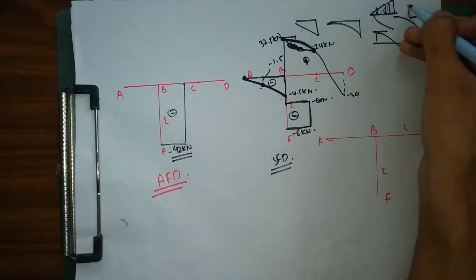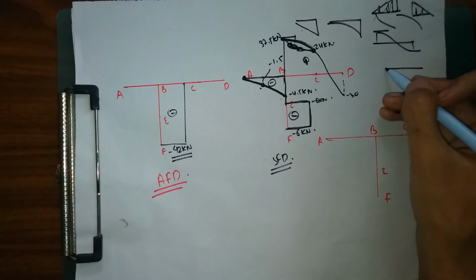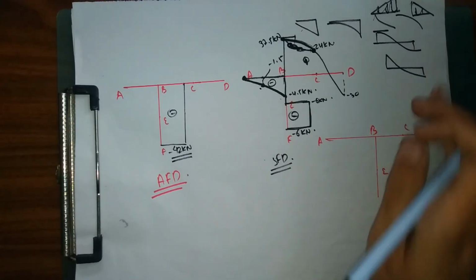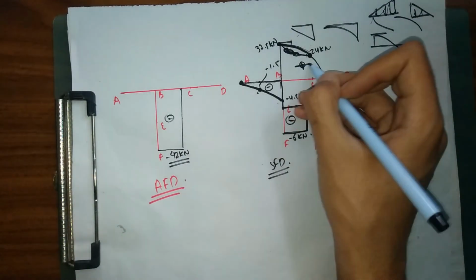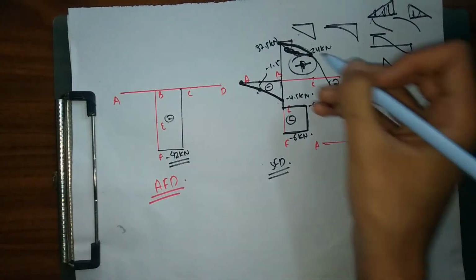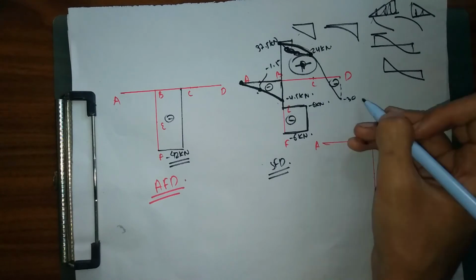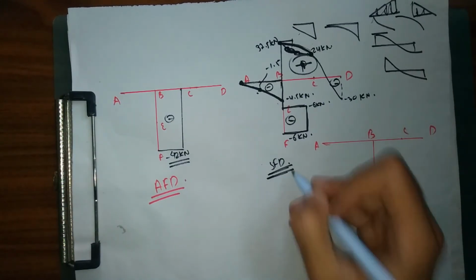If I had this sort of figure, I'll be drawing this way, because of my intensity. So let me put the positive sign over here. It's going to be my negative sign. It is 24 over here, and it is minus 30 kilonewton. So my shear force diagram is also completed.